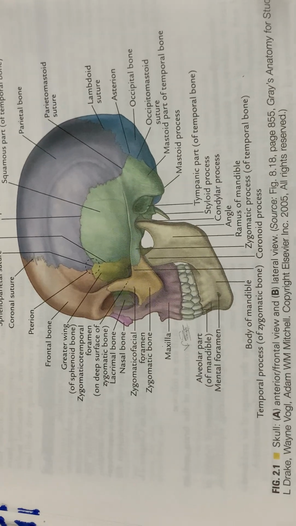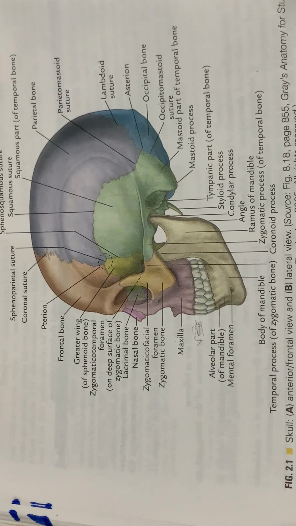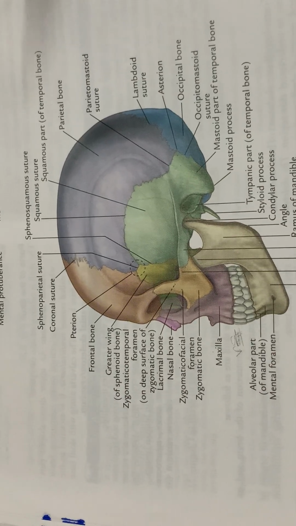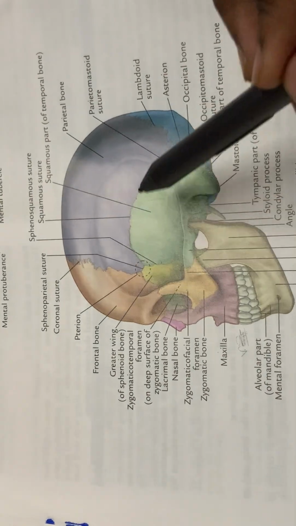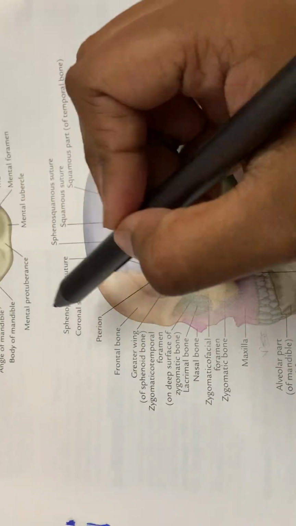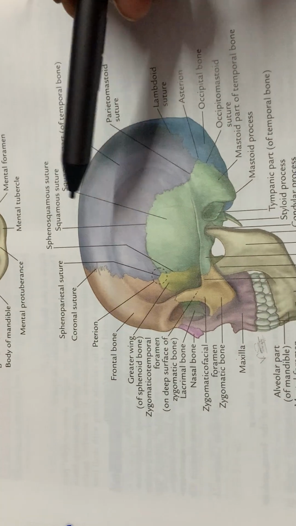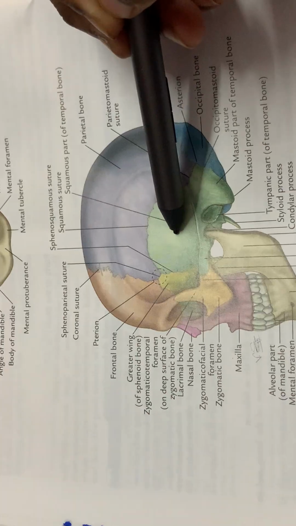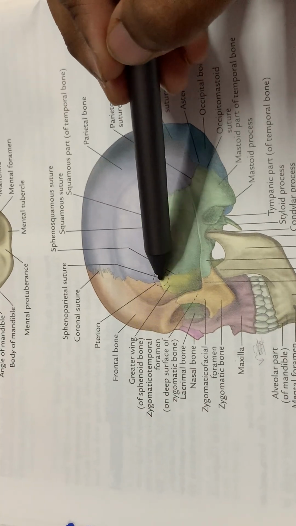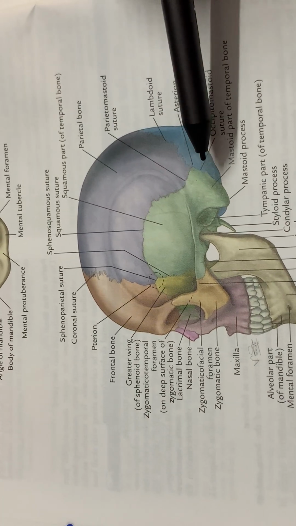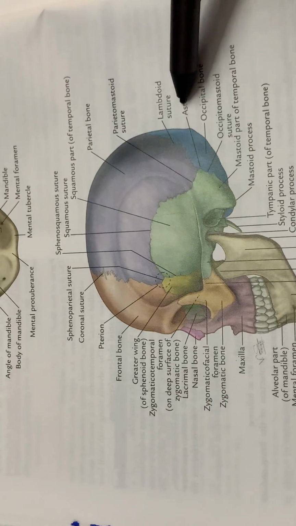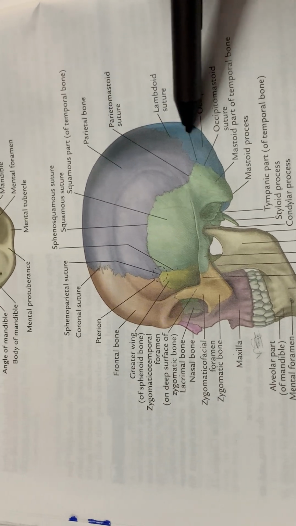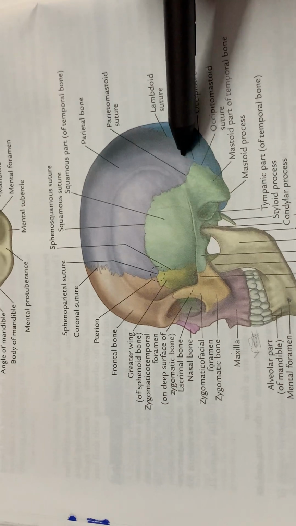section, the lateral view of a skull, the first important thing is here we have the pterion and there is the asterion here. The pterion is formed by the fusion of the frontal, parietal, temporal, and the greater wing of sphenoid bone, and the asterion is formed by the parietal, occipital, and temporal bones.